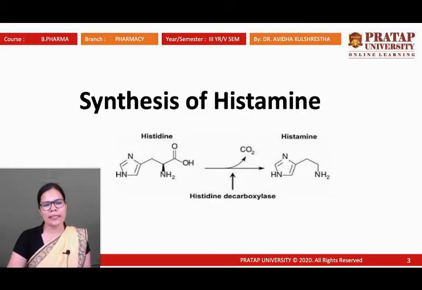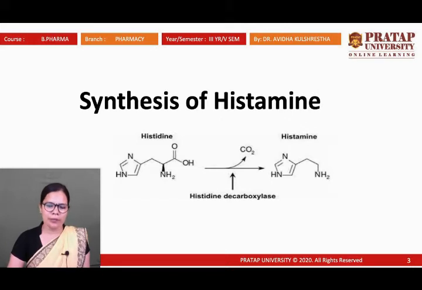So how is this synthesized? Histidine is an amino acid found in our body. When it decarboxylates in the presence of the histidine decarboxylase enzyme, it is converted into histamine, and when this histamine is secreted in the body, it creates some specific kind of allergy. So whenever you feel itching, inflammation or edema, that is all because of histamine secretion in the body.